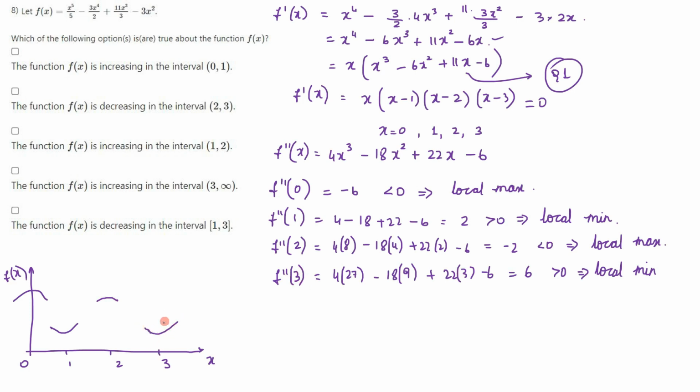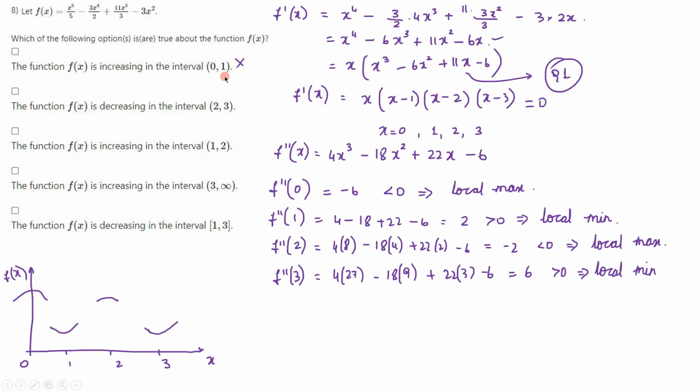Okay, now they're saying that the function f of x is increasing in the interval 0 comma 1. In 0 comma 1 it is obviously decreasing, correct? So from 0 it starts to decrease, and in the vicinity of 1 it is still decreasing, and then it starts to increase after 1. So from 0 to 1 the function is decreasing, but they've given it as increasing. The first option is wrong.